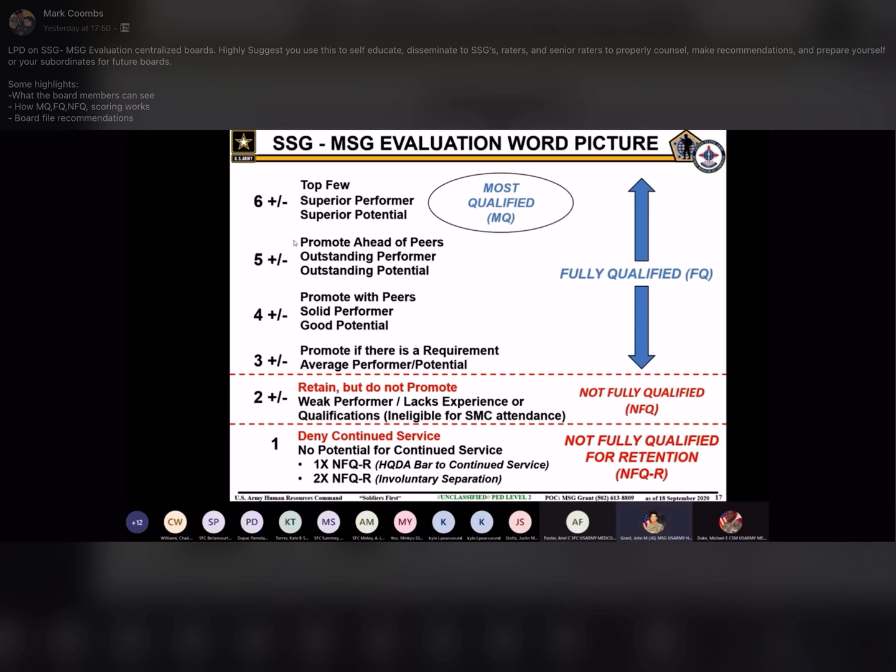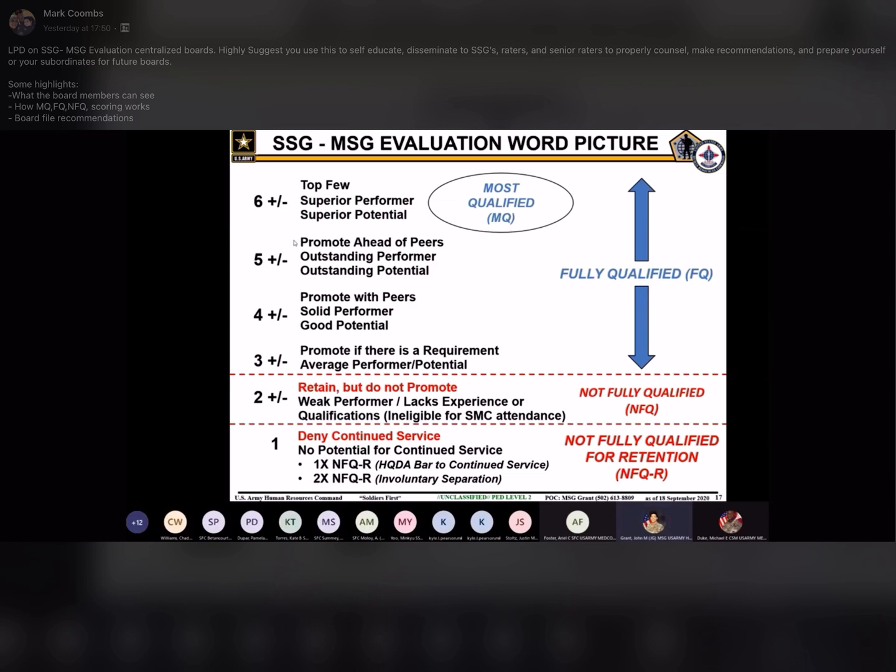Now the other part of that is that bar will stay on you until the next board. So at the next evaluation board that you are looked at, if you get another average score of 1.49 or less, if your score is coming out below that again, you will be separated from the Army the first day of the 7th month. So it will result in involuntary separation.